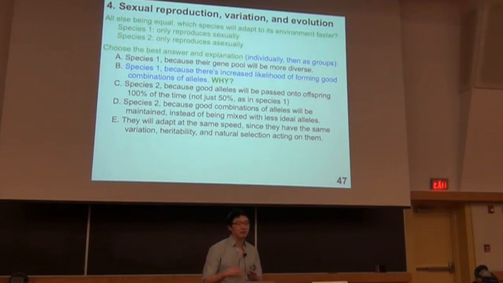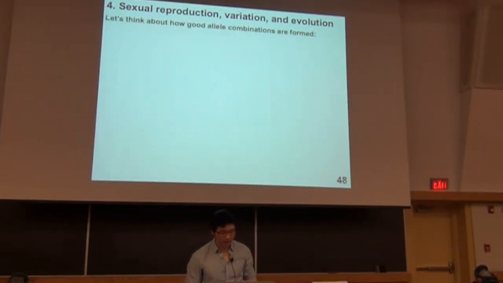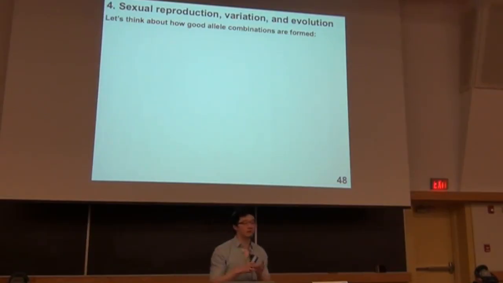So A, I mean, I'm assuming that if you have two species that are right now the same, the gene pools would technically be the same. Okay, you have the same kind of diversity of alleles. So keeping that in mind, let's take a look at how you might get a good combination of alleles, how you might get an individual that's very well suited to its environment.